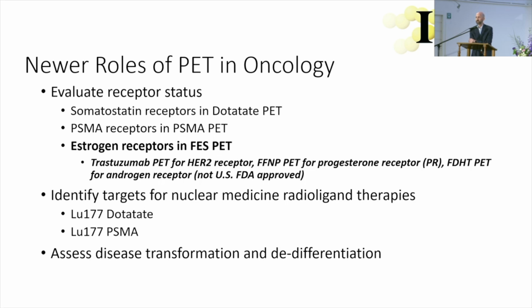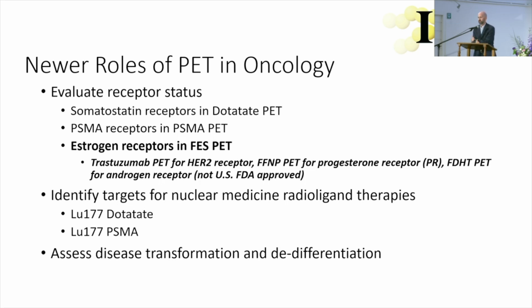But for example, we can image HER2 receptors with trastuzumab. There's been a lot of nice work that's been done by Dr. Dadashti at WashU over many years on that. FFNP PET can image progesterone receptor. I believe the LBCA recently funded a PET project that uses FFNP PET. You can also image androgen receptors, which may in the future be found to have some use for breast cancer as well.